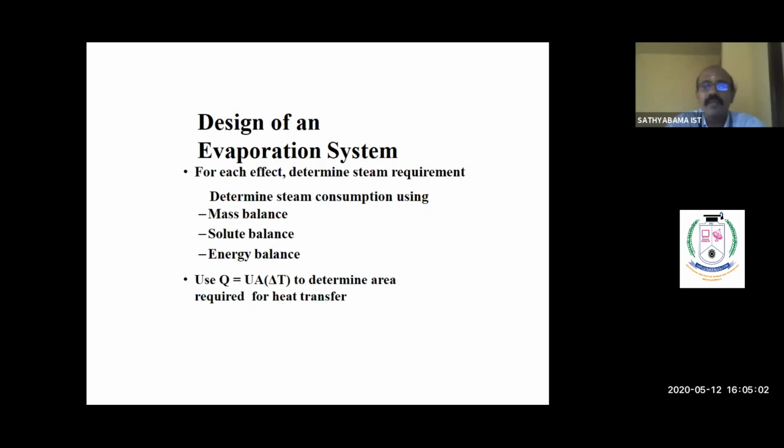Again, I repeat, whenever we want to design a single effect or multiple effect evaporator, we are going to determine the steam requirement or steam consumption, which is capital S. Before determining the steam consumption, we have to determine the mass balance, solute balance, and energy balance, and then we determine the design by using the equation Q = UA delta T.